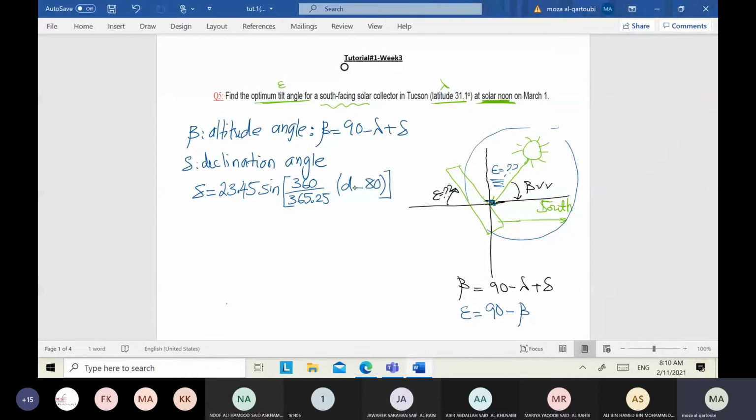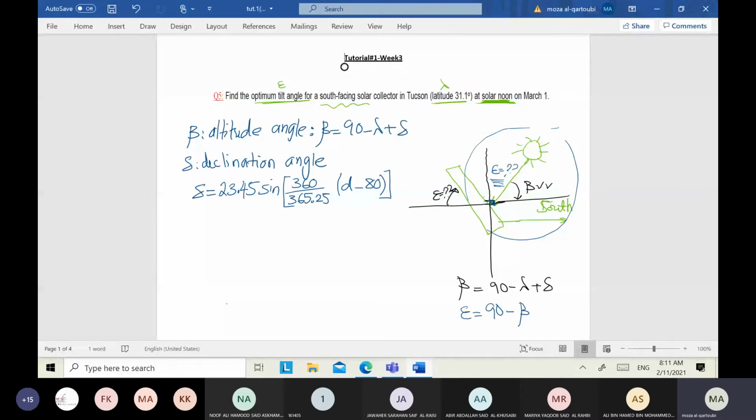So we can find now d, the number of days. How to find the number of days? We have the date given, the 1st of March. So should we find D? Step number 1 should be find delta. When finding delta, then we can find beta. When we find beta, then we'll find the tilt angle.